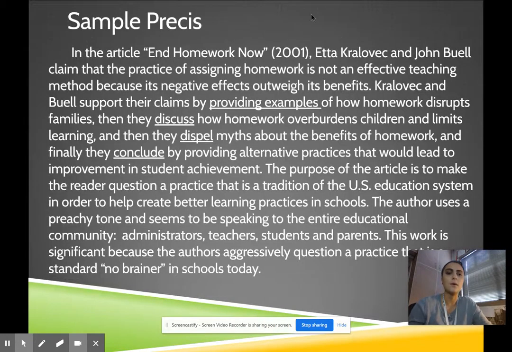Here's what that looks like all put together. Very great, concise, and surprisingly detailed way to summarize an article. This is, again, a reading tool, it's a writing tool, and it's a summary tool. It can be really, really effective.